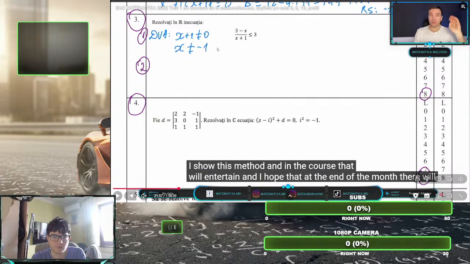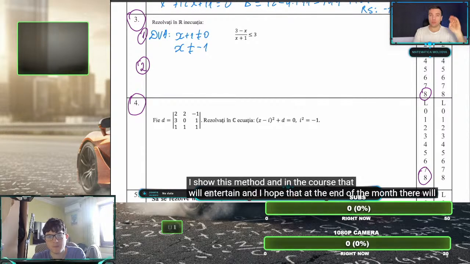So x plus 1. First, when you have an equation with a number smaller, bigger, you gotta take the number that's below and write down that it's not equal to 0. Then you basically solve that.